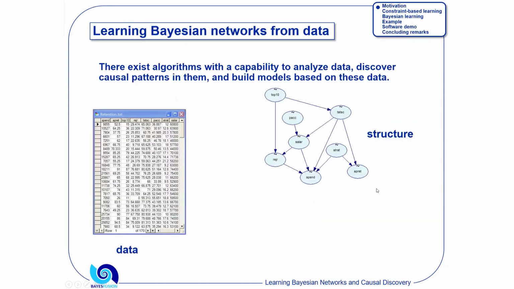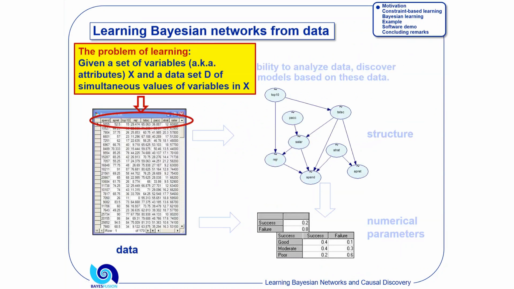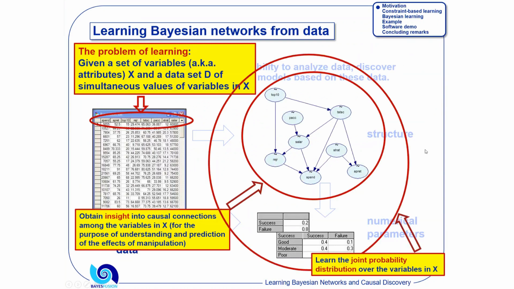So we can do this magic. We can learn structure from the data. Practically, we have a set of variables. We have simultaneous measurements of those variables. I mentioned that. We can learn the structure that gives us insight, or we can learn the whole distribution, and then we can use the model for decision support or anything.